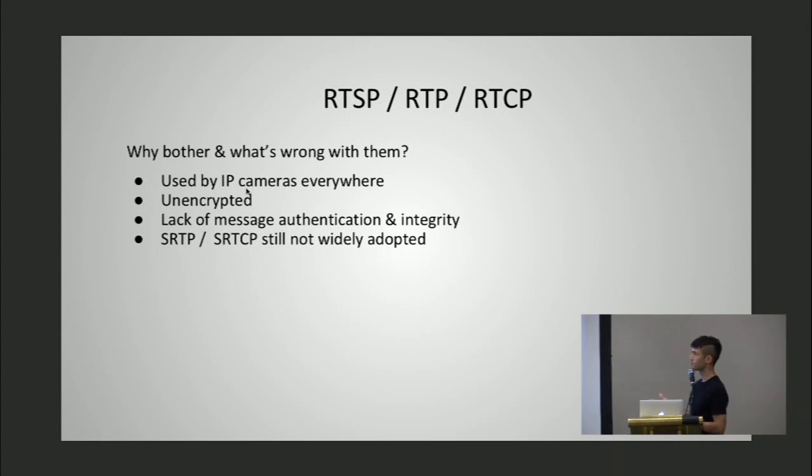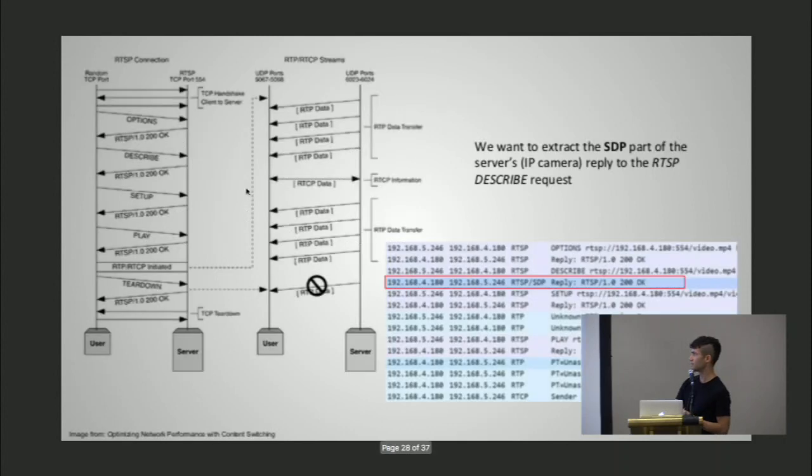The main problem with all of those, and they are still used by all IP cameras out there, is that they are unencrypted, they don't have any integrity checking or message authentication, and the best more secure alternatives, SRTP and SRTCP, we have actually not seen deployed anywhere. Although there are standards, some of the IP cameras don't even support them, or the management software might not support them. But basically, we haven't seen them anywhere.